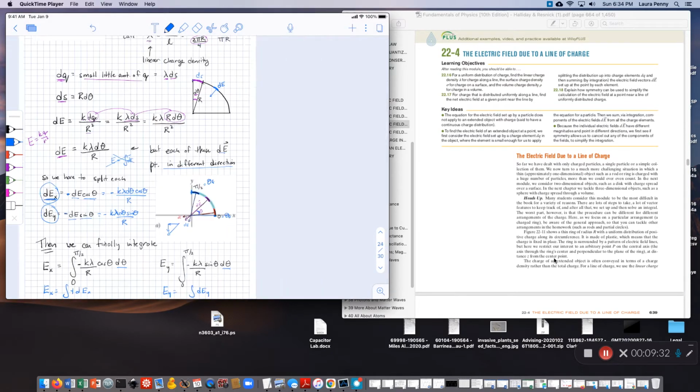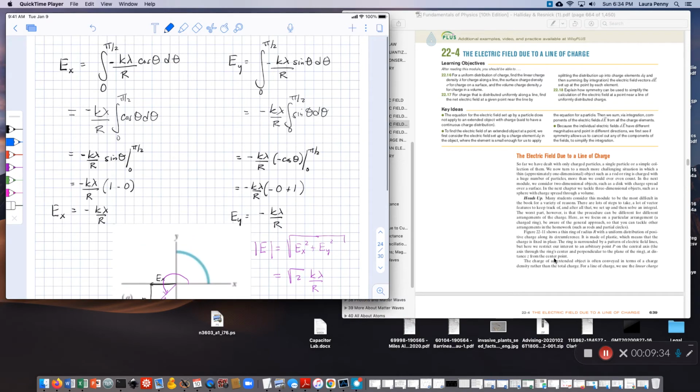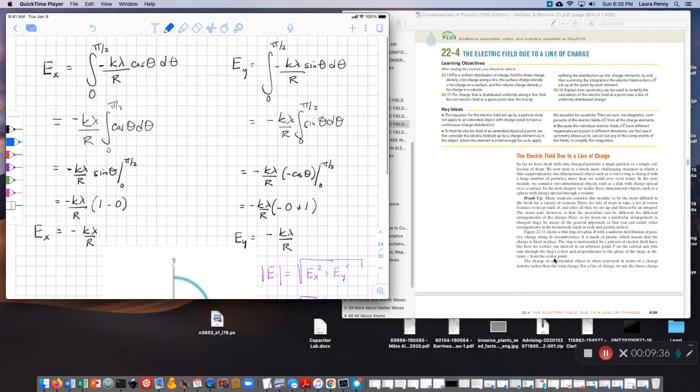Once we get to this point, it's actually not that bad. Looking at these integrals, everything out here is a constant. K is a constant, lambda is a constant, r is a constant, and so I can bring those out front. And so I end up with just the integral of the cosine of theta d theta. Same over here with the y part. I can pull this out, and now I'm just left with the integral of sine of theta d theta.